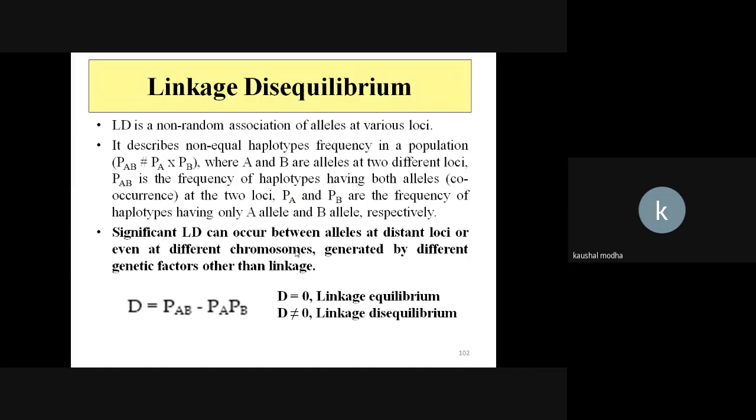So linkage disequilibrium can occur between loci which are on separate chromosomes because of factors other than recombination.